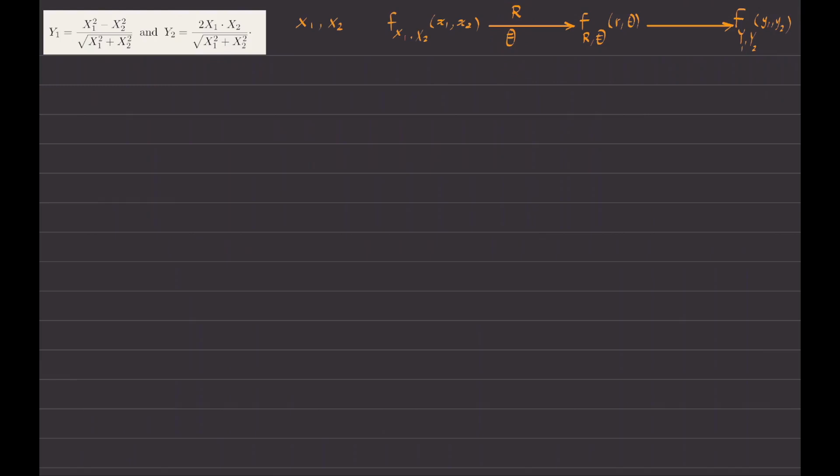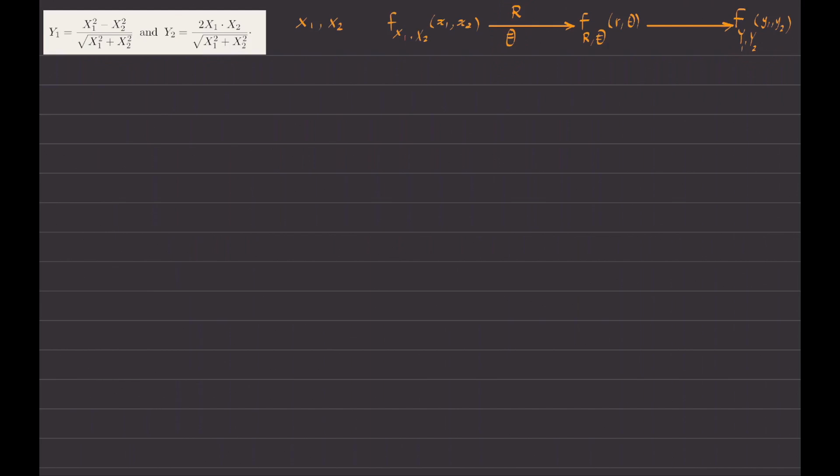And then I will see that this joint probability distribution turns out to be the product of two standard normal distributions. So this means that y sub 1 and y sub 2 are not only independent of one another, but both of them are also distributed normally with the standard normal distribution. So this is the general strategy.